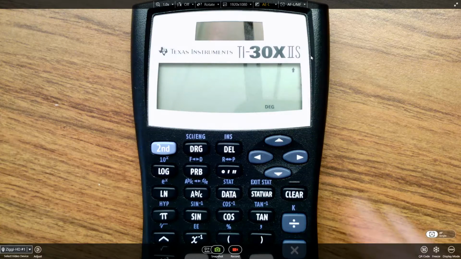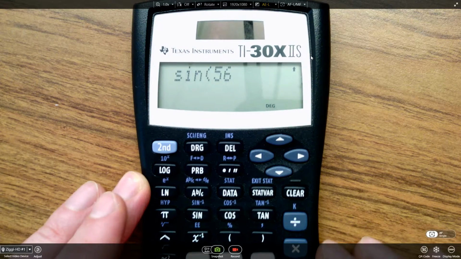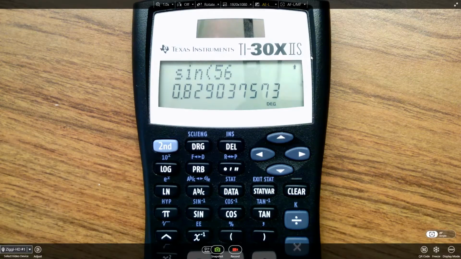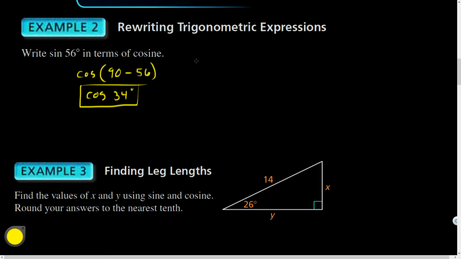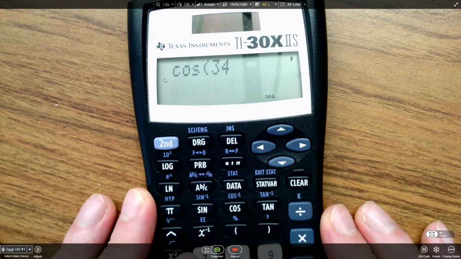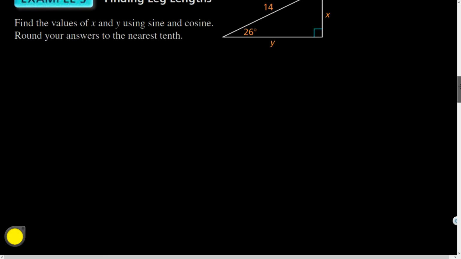So sine of 56. If I do sine of 56, and I'm going to live like a rebel, I'm not closing that open parenthesis, I get 0.8290. And if I do cosine of 34, the same value, because those two angles are complementary to each other.